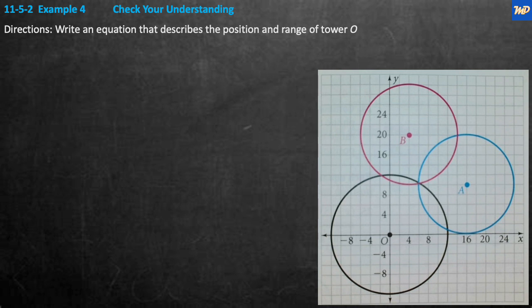Okay, example 4, check your understanding. So go off and do this on your own, as usual, and then when you come back, we'll discuss it together. It says, write an equation that describes the position and range of tower O. Okay, go ahead and stop the video, work on it, and come on back and we'll do it together. I'll wait for you.